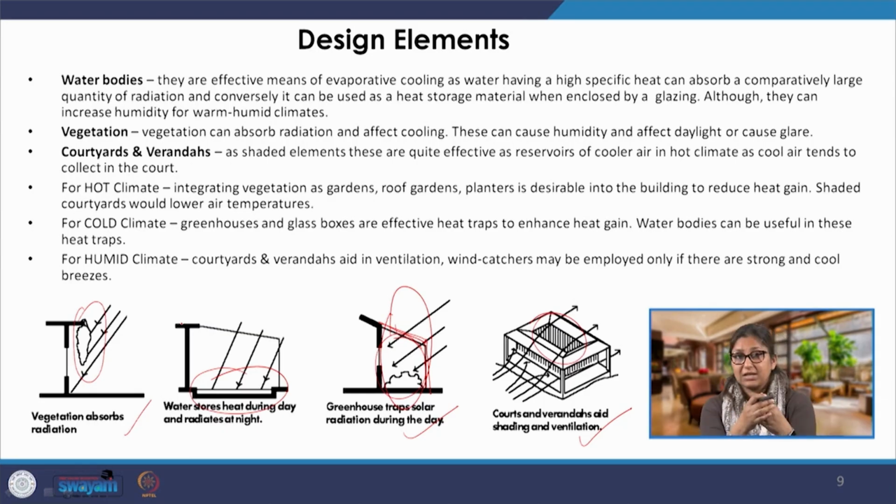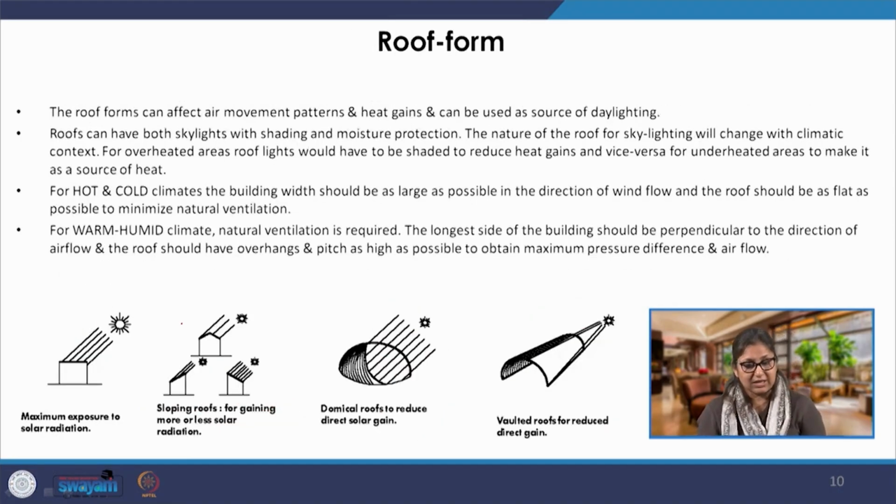Now, in composite climate, where we have extreme summer and also extreme winter, we may want a specific type of vegetation which shades during summers and absorbs the radiation during summers, and in winters it sheds its leaves and allows the radiation to directly come to the building. So, the choice of vegetation, and where the vegetation has to be, is also one of the design elements.